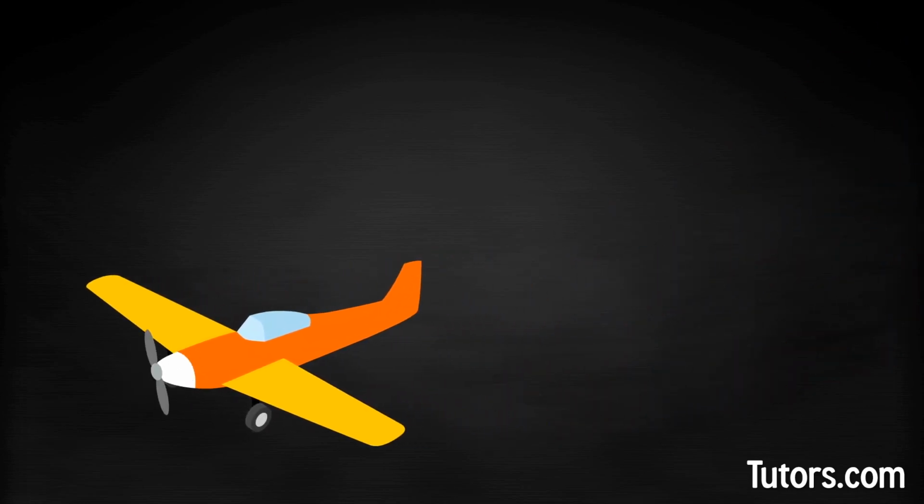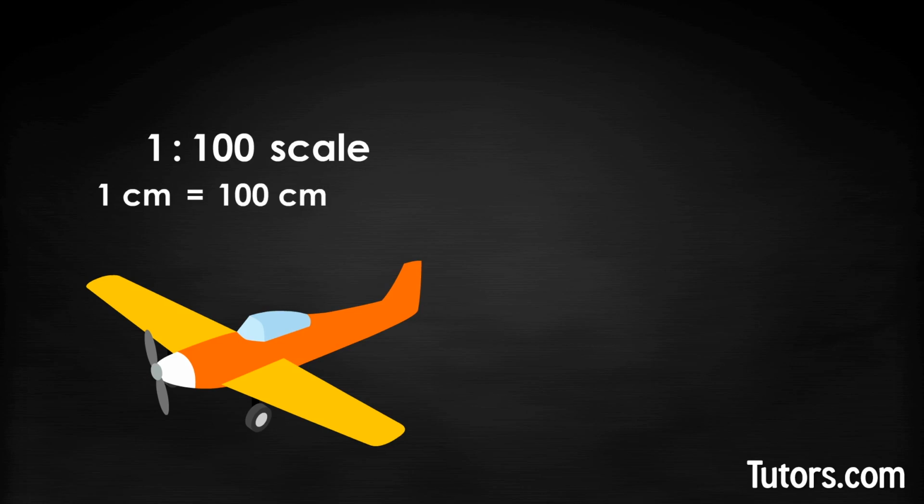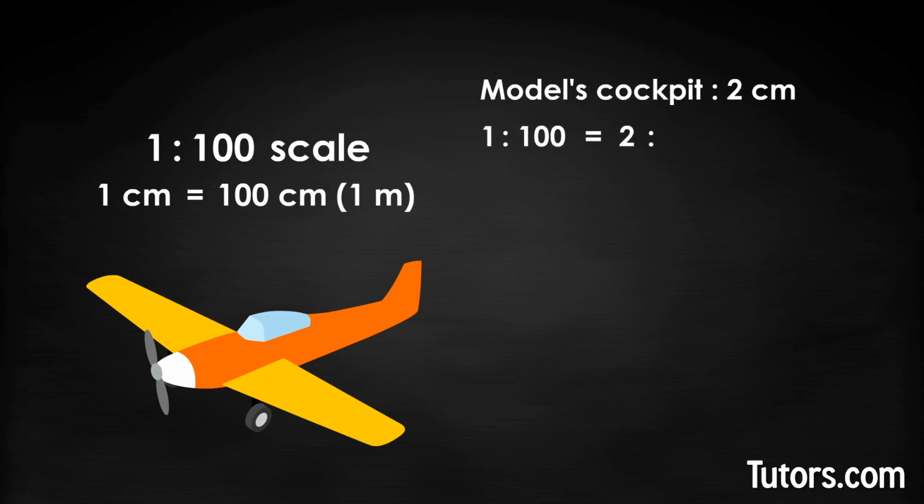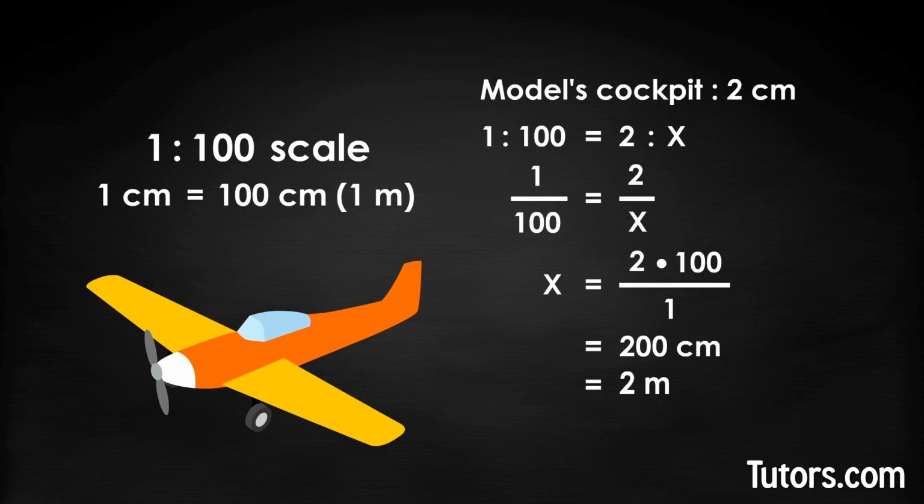Suppose you have a model of an experimental aircraft. The model is 1/100th or 1 to 100 scale. 1 centimeter on the model equals 100 centimeters or 1 meter on the real aircraft. You measure the model's cockpit canopy, which is the plastic shield over the pilot, and see it is 2 centimeters. How long will that be on the actual aircraft? Let's compare the proportions. 1 to 100 equals 2 to x. We can write this as a fractional proportion: 1 divided by 100 equals 2 divided by x. You can quickly see the answer is 200 centimeters or 2 meters. The real canopy will be 2 meters long.